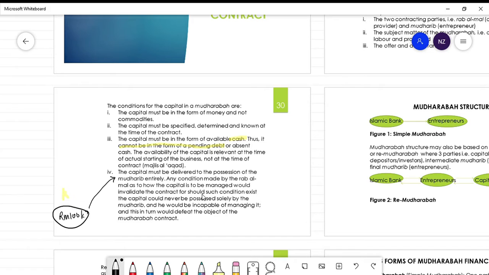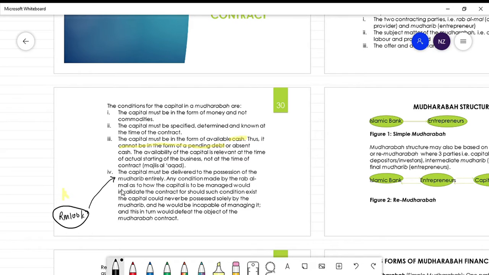For should such condition exist, the capital could never be possessed solely by the Mudharib and he would be incapable of managing it. So meaning, like I said, if the rabbul mal says 100k is his capital, then the rabbul mal must fulfill his promise. The 100k must be given to the Mudharib entirely.